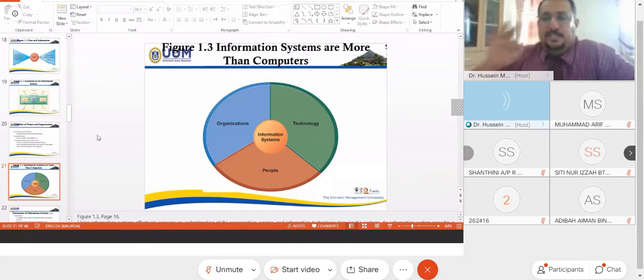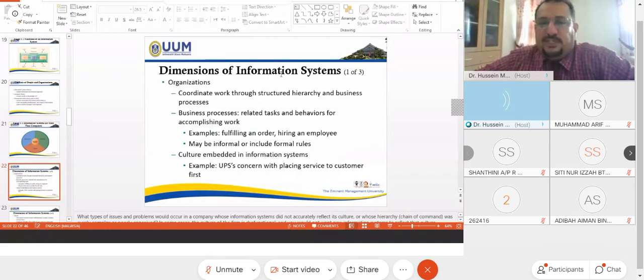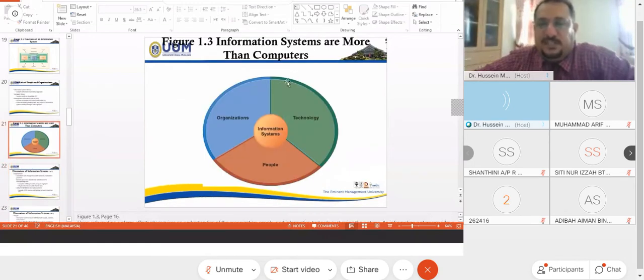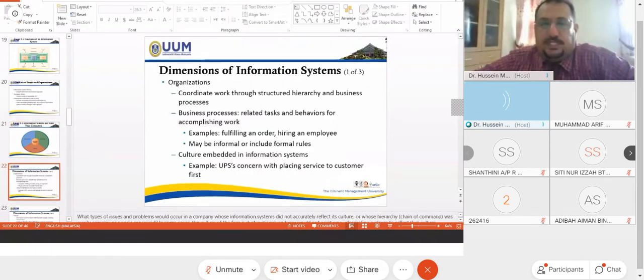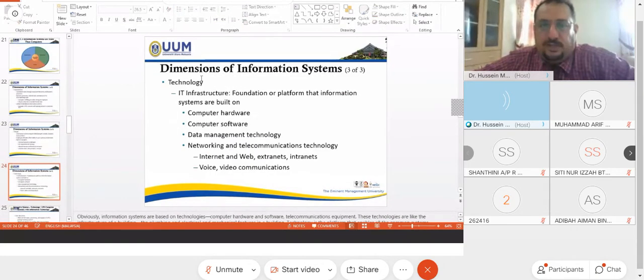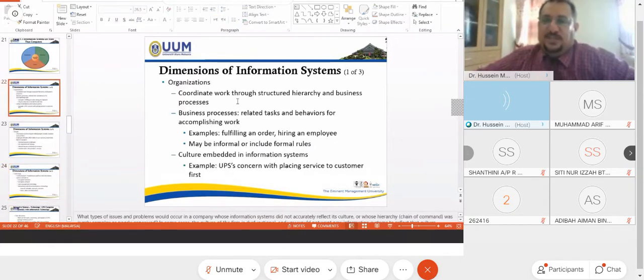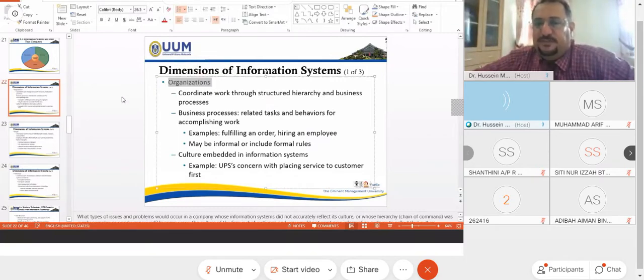So an information system is interrelated components. What are the interrelated components? Organization, technology, and people. Now, the dimensions of an information system, as we see, are three: organization, people, and then technology. Let's go one by one. Let's discuss organization. We already saw that. It is the first dimension. We call that aspects or dimensions. So what are the dimensions of an information system?